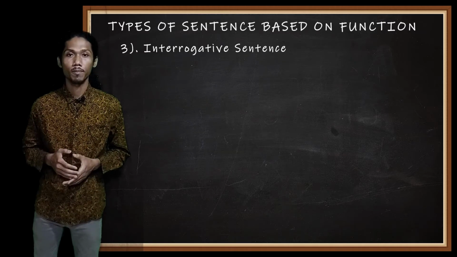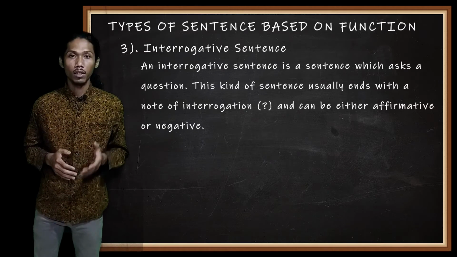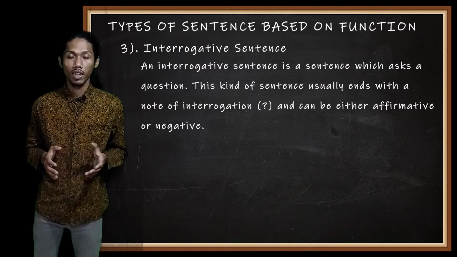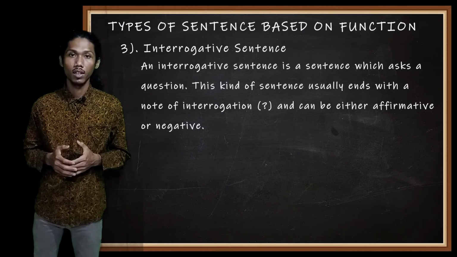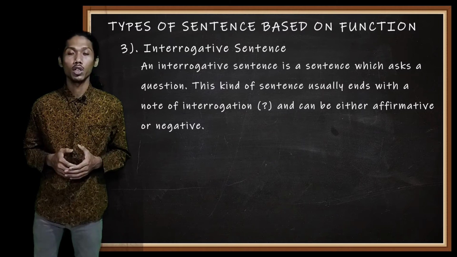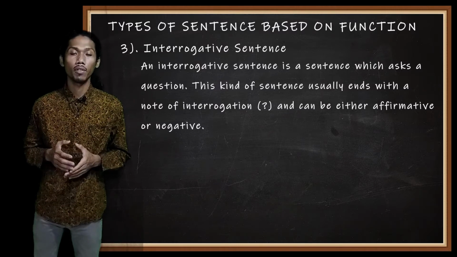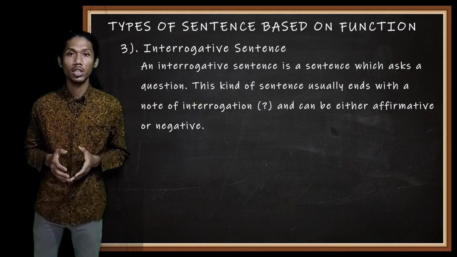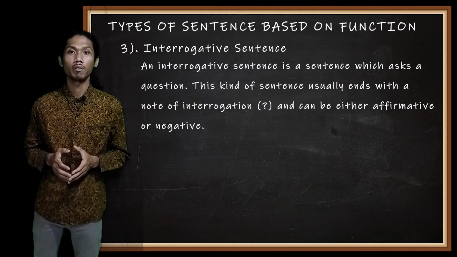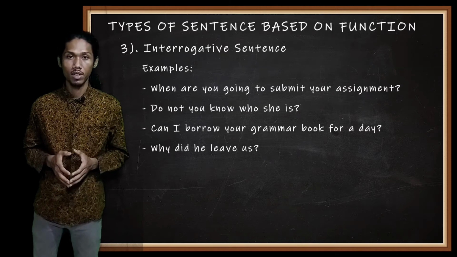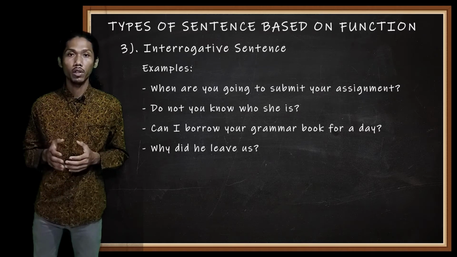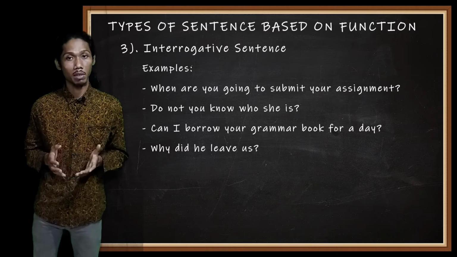Interrogative sentence. An interrogative sentence is a sentence that asks a question. This kind of sentence usually ends with a note of interrogation or a question mark and can be either affirmative or negative. For examples, when are you going to submit your assignment?